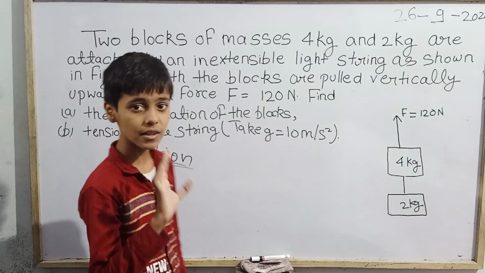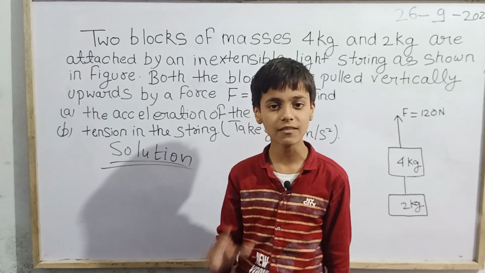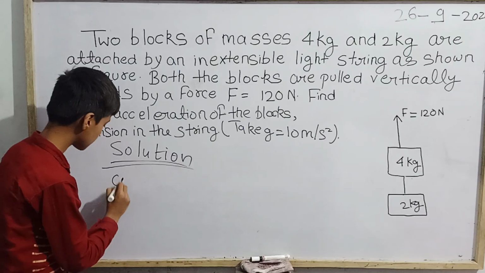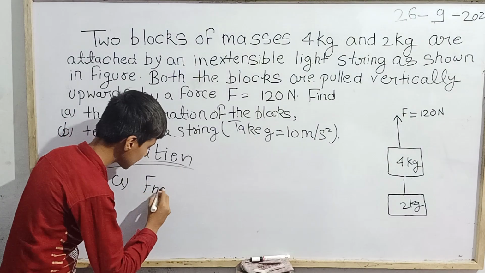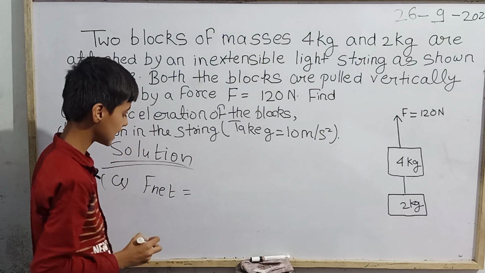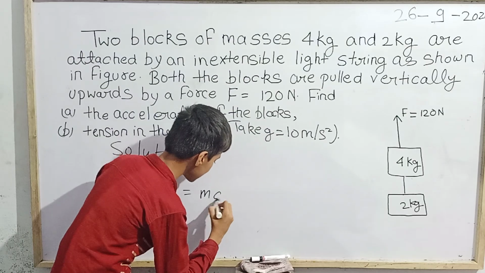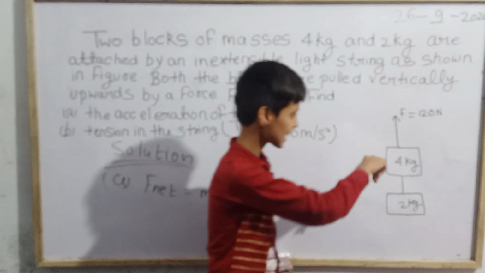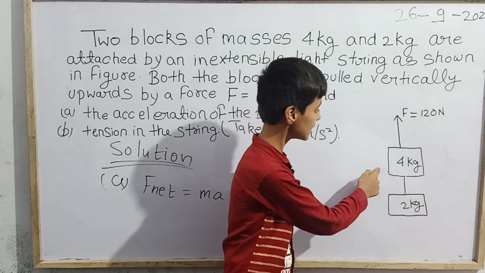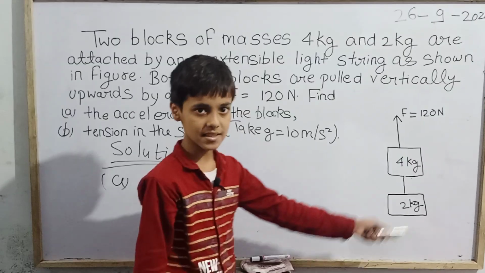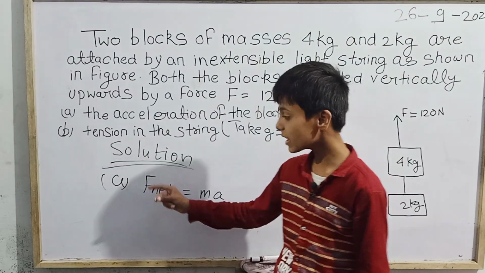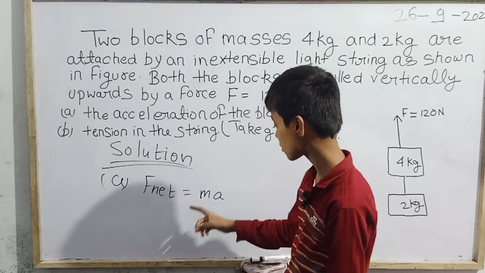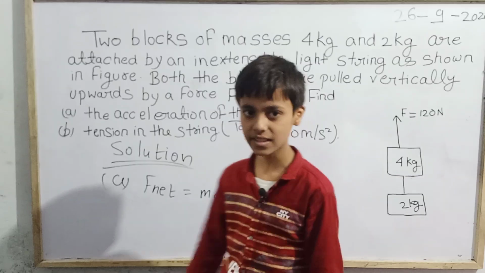Only a single concept will be used, Newton's second law of motion. Let me write it here. Newton's second law of motion says that the net force on any system is the total mass of the system times the acceleration of the system. Here the system is the blocks plus the string. So according to Newton's second law, net force equals total mass times acceleration.